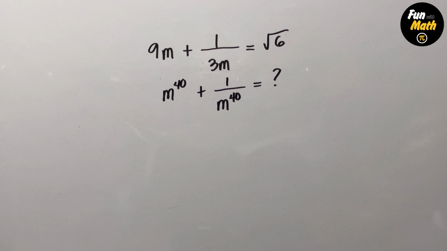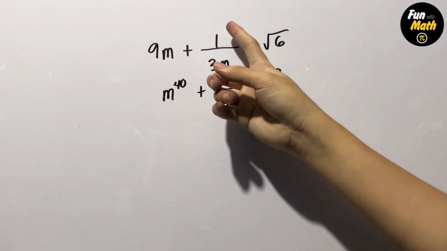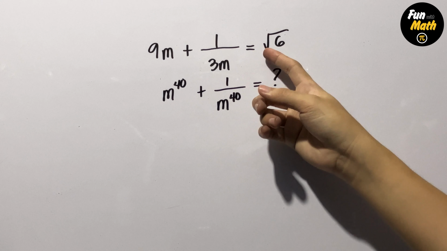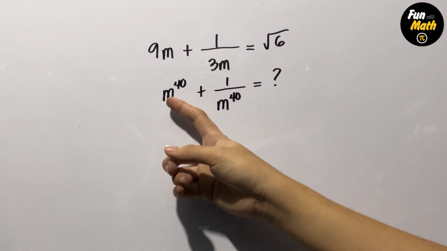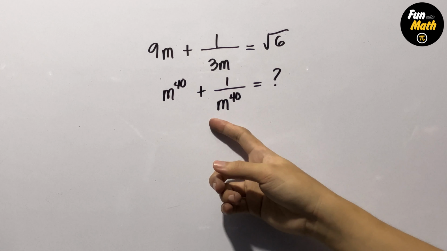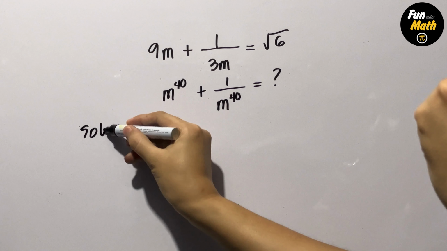In this video, we are going to solve this problem. 9m plus 1 over 3m is equal to square root of 6. Find the value of m to the power of 40 plus 1 over m to the power of 40. So here's the solution.